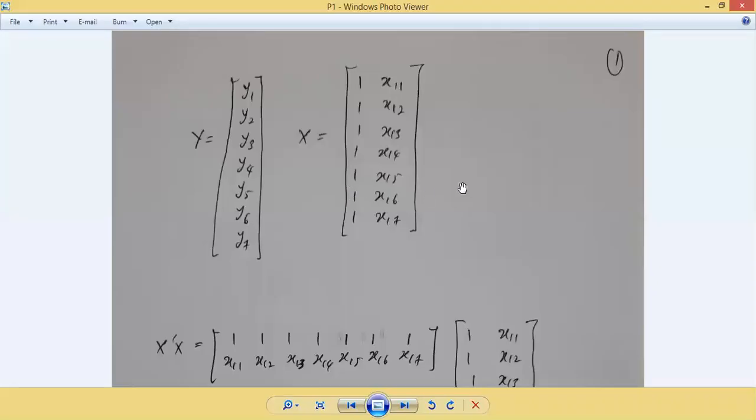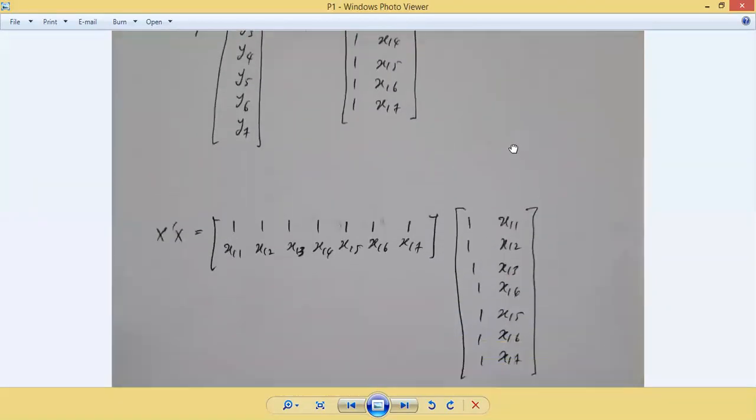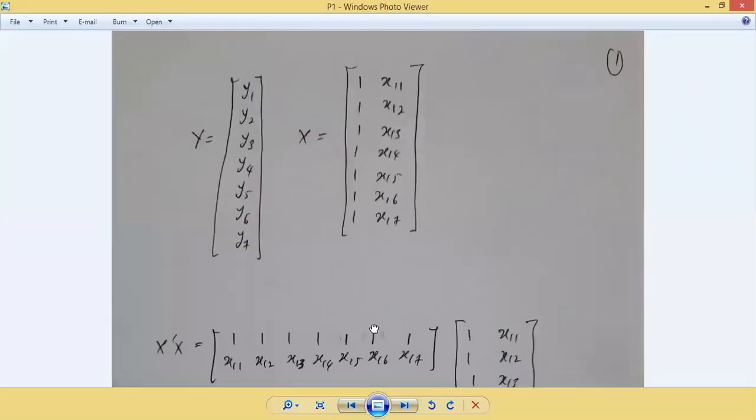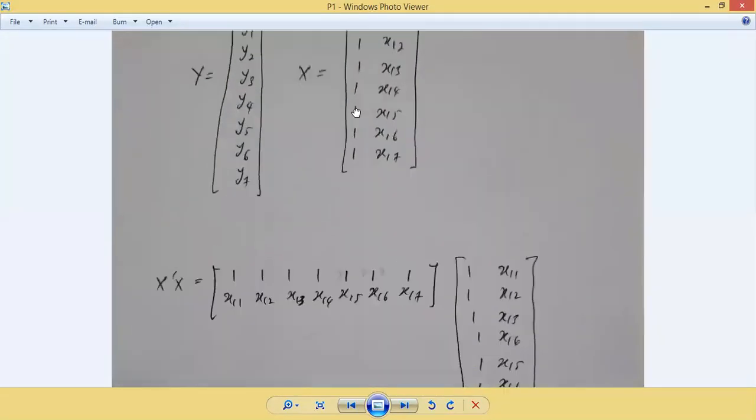For the given example, we have our y variable, which consists of 7 observations, and then your x matrix. Because there is an intercept, you need to have 1 in the first column, all equal to 1, and the second column is the values for the first independent variable. There's only one independent variable. So the first value, second value, up to the last one. Then x transpose times x becomes this.